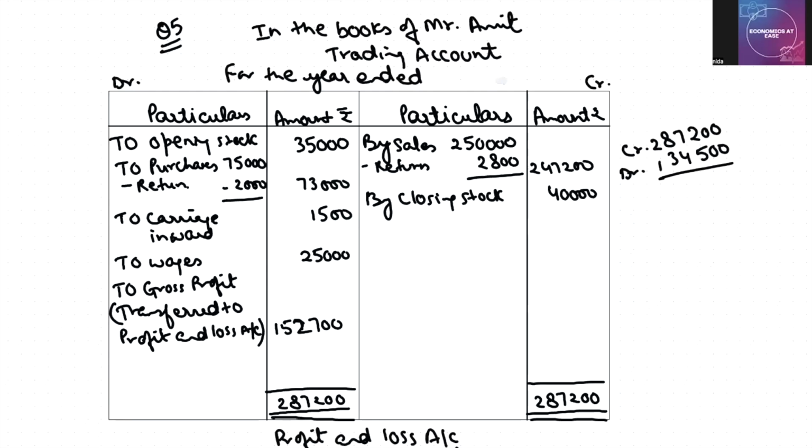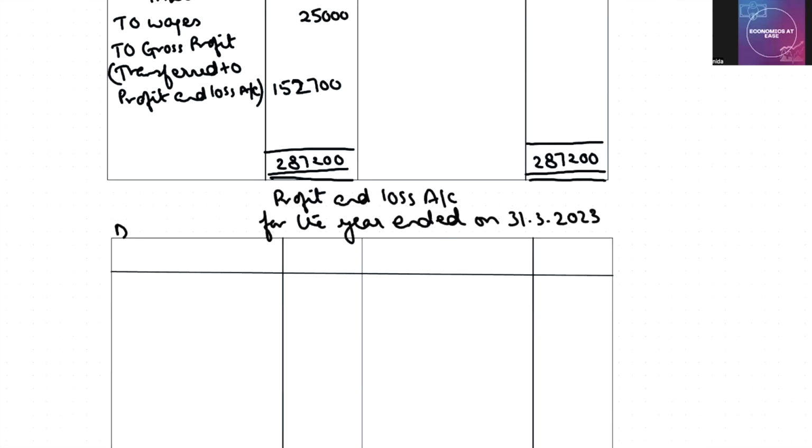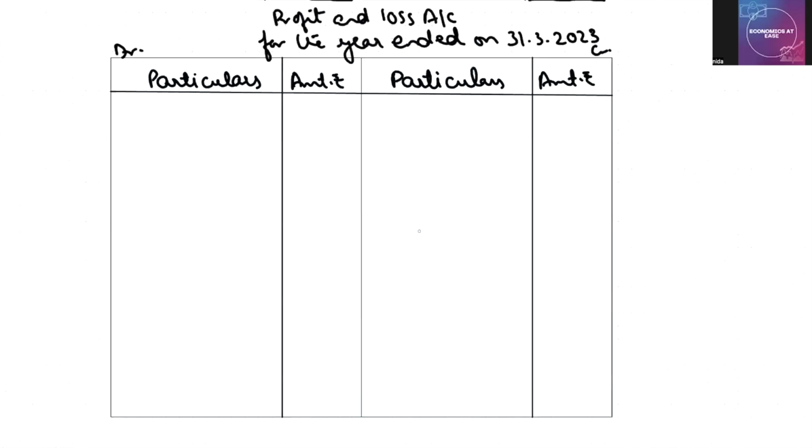Both the ways you can write: 31st March 2023. Okay, in both the ways. Now here again debit and credit. Particulars, amount rupees, then particulars, amount rupees. Okay, now first of all, the first step is to carry forward.